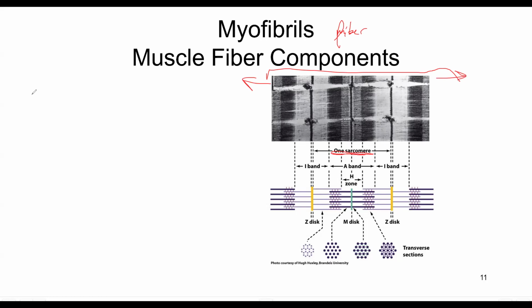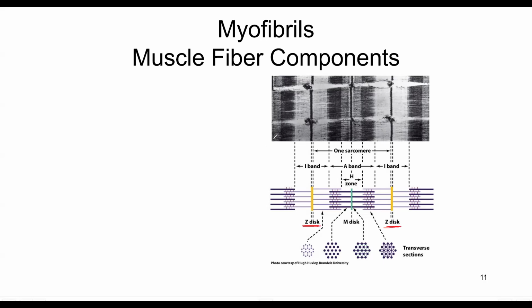But this is just sarcomere after sarcomere after sarcomere after sarcomere. So we have lots and lots of sarcomeres. Those are our repeating units. Now, a sarcomere has boundaries. And the boundaries of a sarcomere are what is known as a Z disc. I always think about those as fences of sorts.